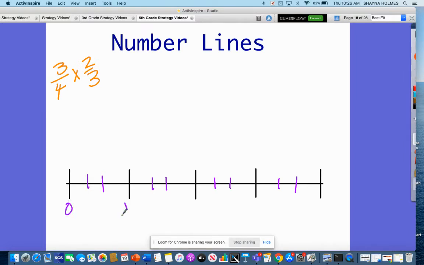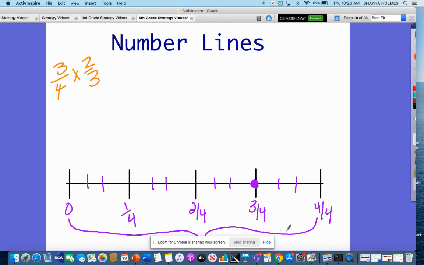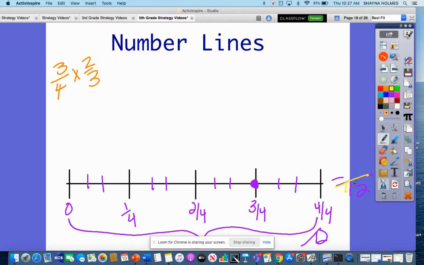So here was 0, 1/4, 2/4, 3/4, and then 4/4. So right here is my 3/4, but I want to know what 2/3 of this would be. Now my whole is in 12ths. So 12 is going to be my new denominator, because I've got 1, 2, 3, 4, 5, 6, 7, 8, 9, 10, 11, 12. I have 12ths because I have to look at what out of the whole is going to tell me what my new denominator is.